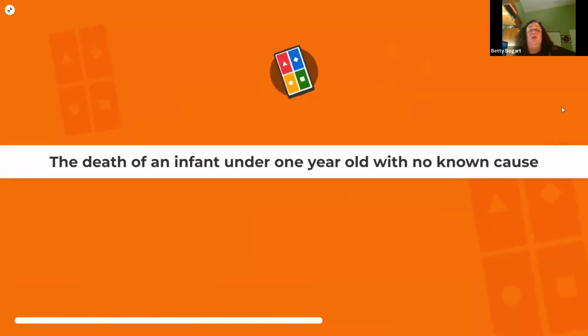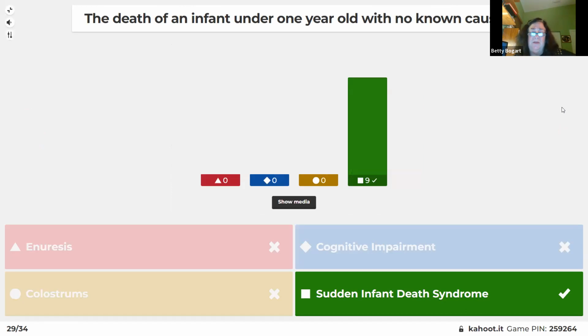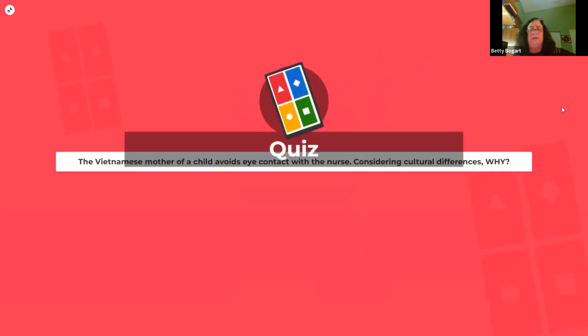The death of an infant under 1 year old with no known cause, what is that called? Knowing the signs and prevention of SIDS death, you need to understand. We'll talk a little bit more next week. The one thing I didn't know until I started teaching was that SIDS deaths are more frequent in males than females, which I didn't know. I know that breastfeeding decreases it over bottle feeding, but I didn't know males had more SIDS deaths than females. And there's no smoking and co-sleeping and all of that good stuff, but you'll be reading about it.